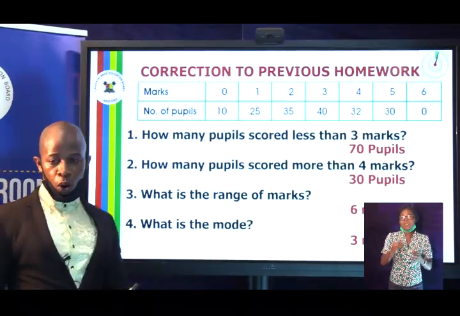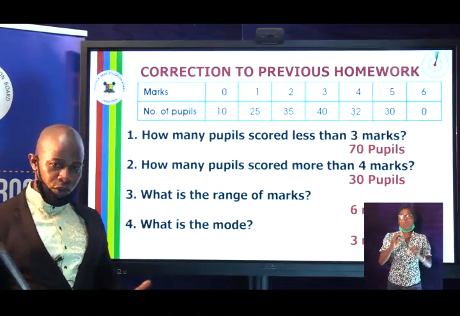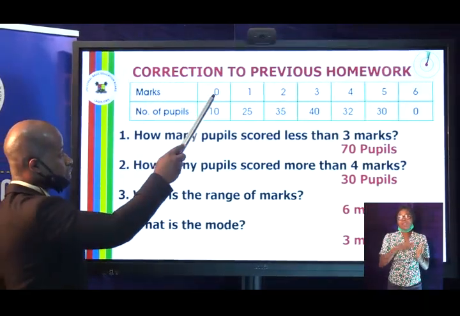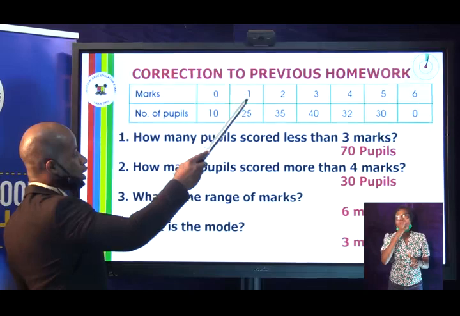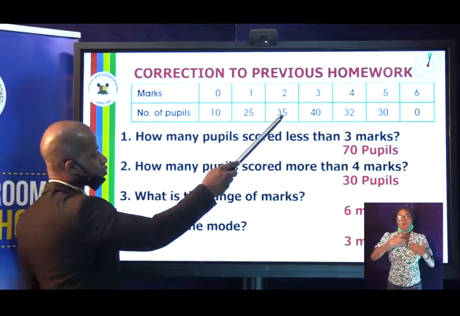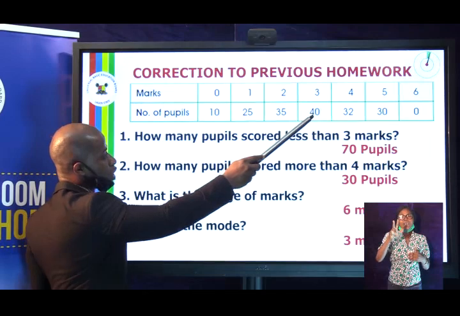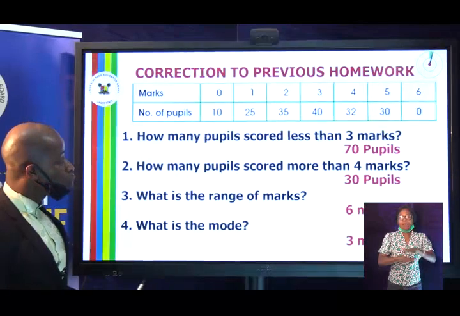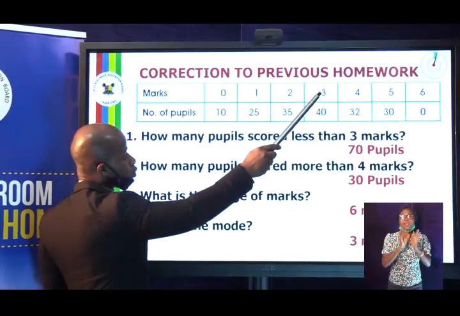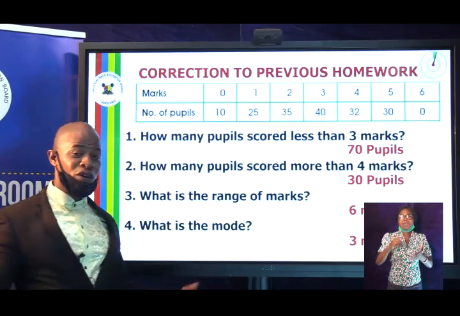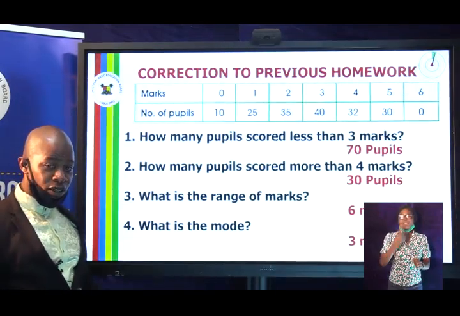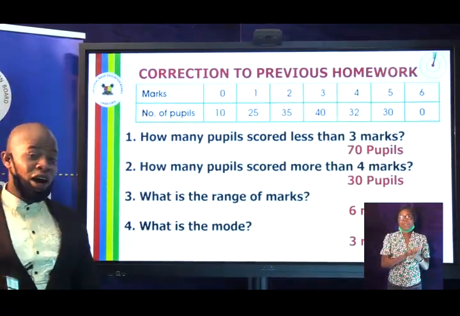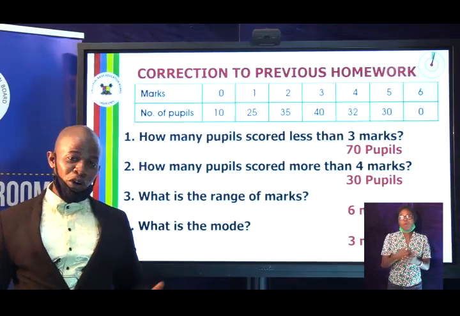What is the mode of the data set? The mode, remember, is the data with the highest count. Now, this is the first data. It has a count of 10. Second has 25. 2 has 35. 3 has a count of 40. So these have the respective counts that are below them. The one with the highest count is 3 marks with a count of 40. So which one is the mode? Is it 3 or 40? It is the data that is the mode, and that is 3 marks. I believe you got all this right, and I'm sure I'm going to give you a big cheer.